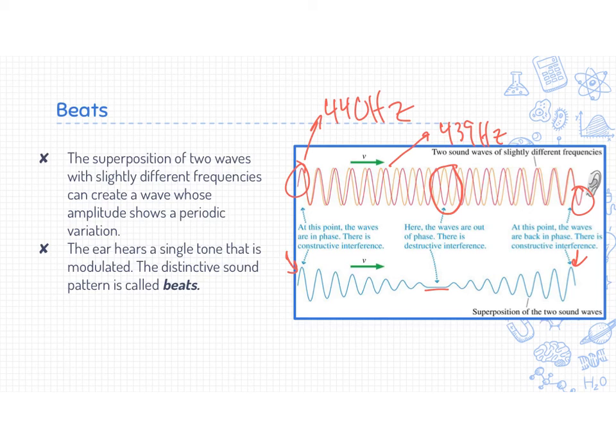So when I have two instruments playing almost the same pitch at the same time, we hear only one note, but it has successive loud, soft, loud moments. So it's like a wah, wah, wah, wah, wah. If you ever hear that, that's two people playing slightly out of tune. This distinctive sound pattern of loud, soft, loud is called beats.